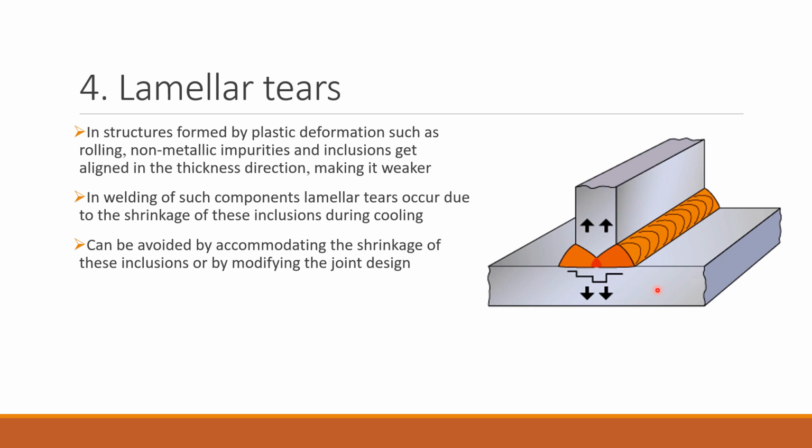Now this is due to the presence or alignment of non-metallic impurities as well as inclusions during the plastic deformation of the base components. Due to the presence of these non-metallic inclusions during the cooling of the molten metal, shrinkage occurs and it causes the lamellar tears. To avoid these lamellar tears, we can redesign the joint and accommodate for the shrinkage of these inclusions that were formed during the plastic deformation of the base component.